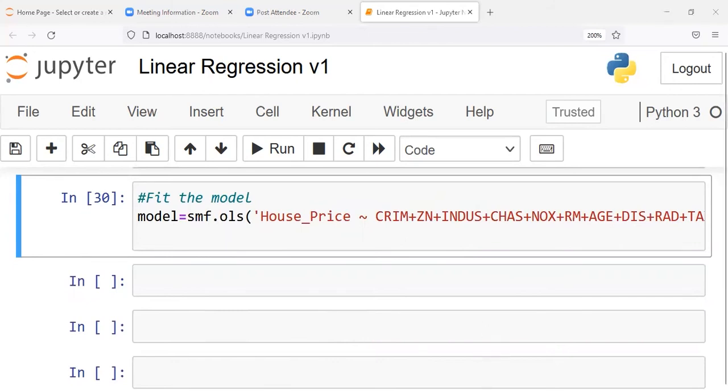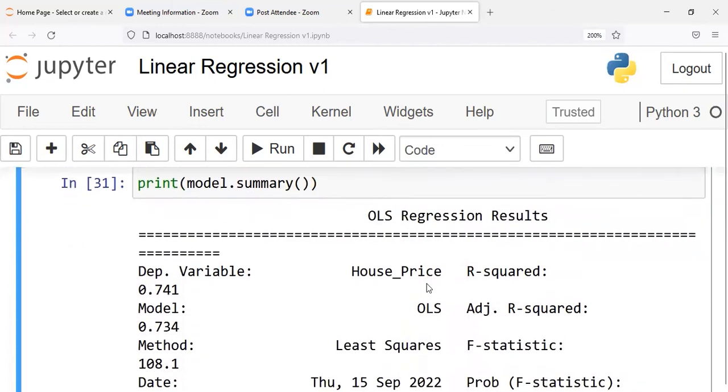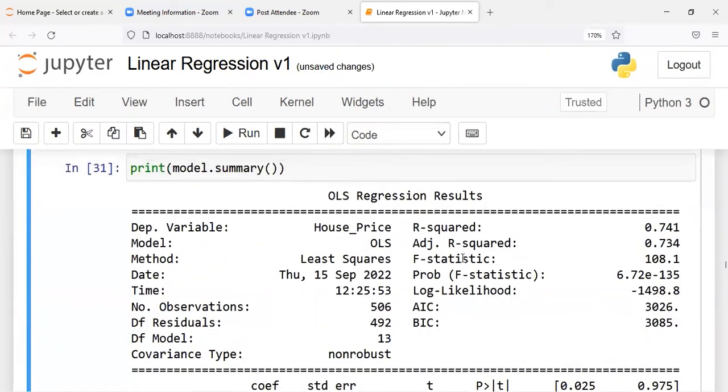What is the next step? The next step would be to see the output of this particular model. How do we do that? Just use the summary function. Model.summary should print the output. You can see here very quickly, Python displays all the useful statistics. You have useful information like what is the dependent variable, the name of the model, the method that we're using, and date time description. But I would like to draw your attention to what is called as R square.